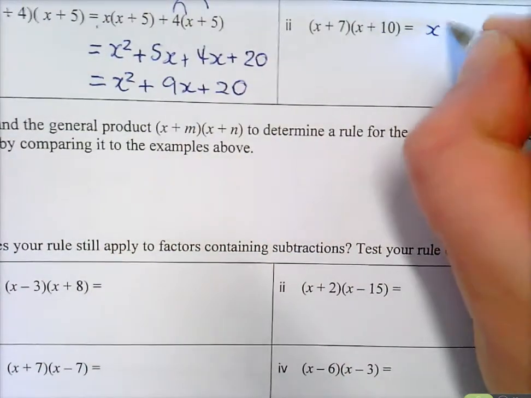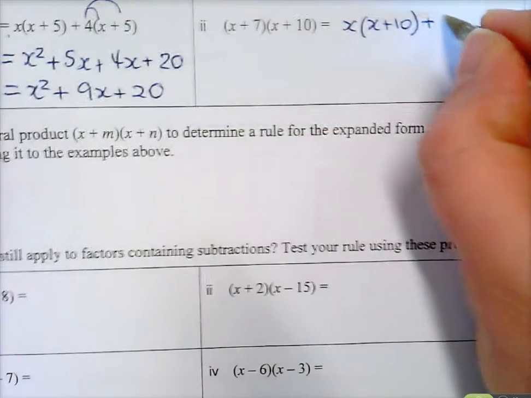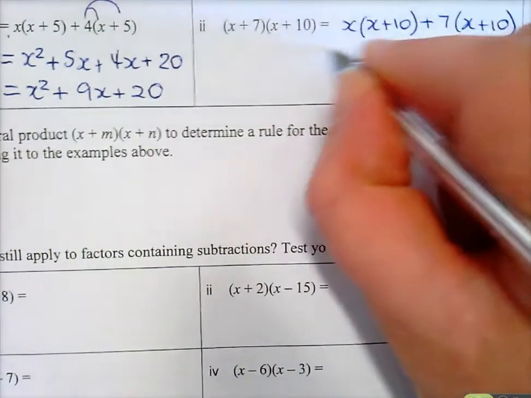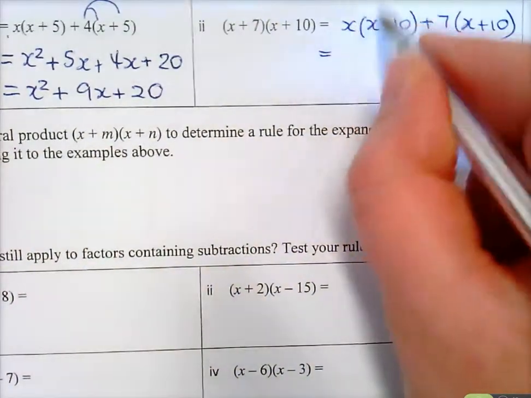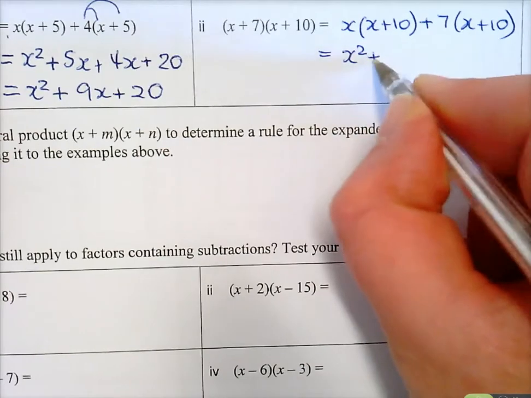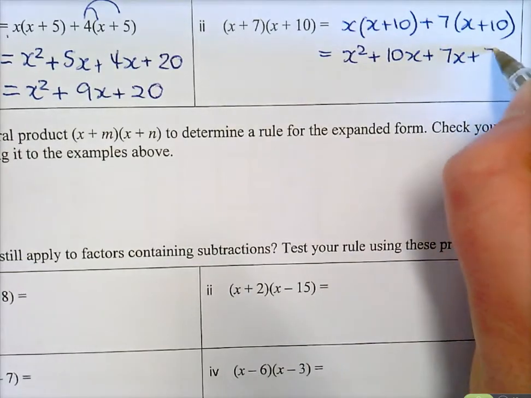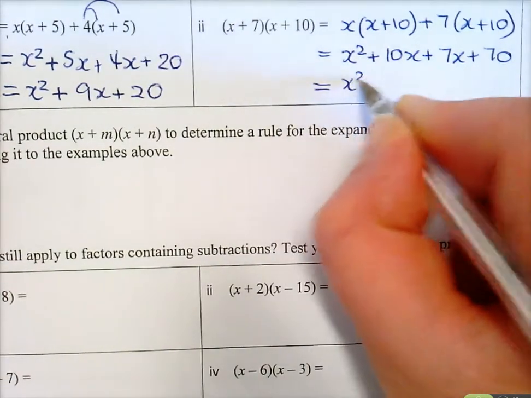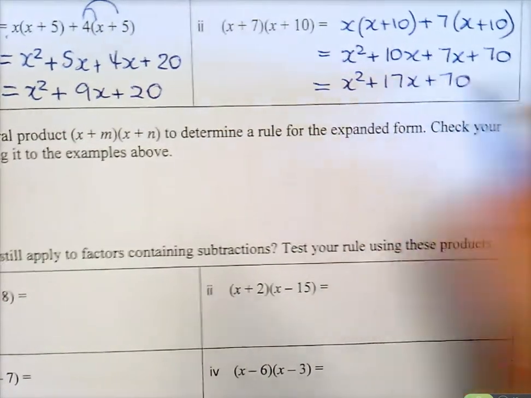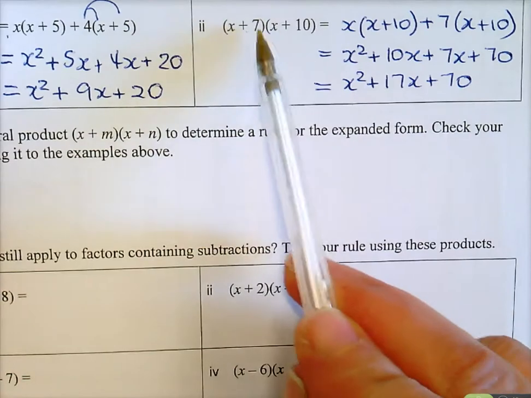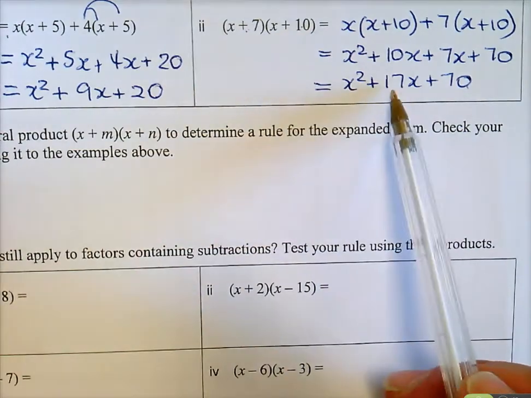Okay, they're going x bracket x plus 10, 7 bracket x plus 10. I'm not going to be doing this much longer. All right, so what do we get? x squared plus 10x plus 70, which is x squared plus... 70. Again, look at the two constants. What's 7 times 10? What's 7 plus 10?